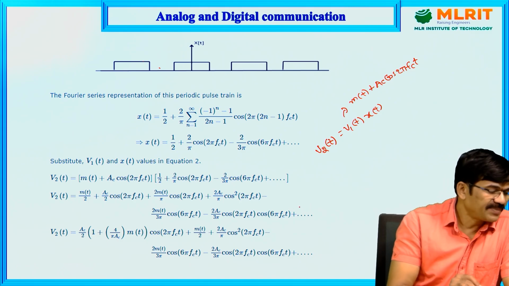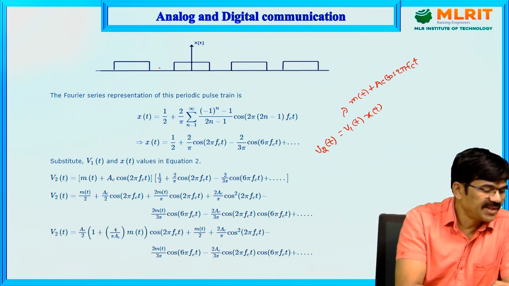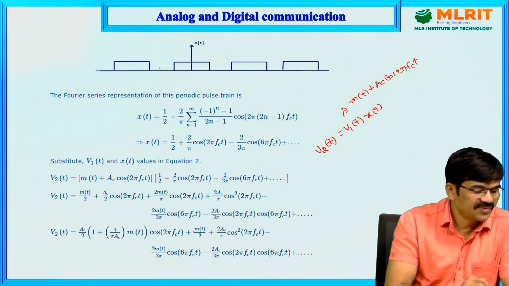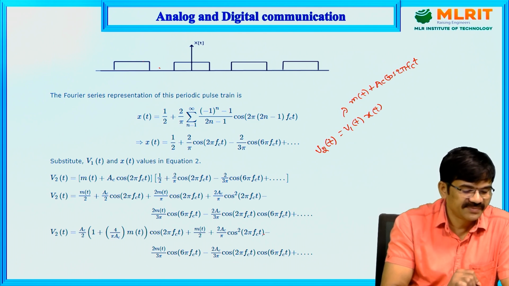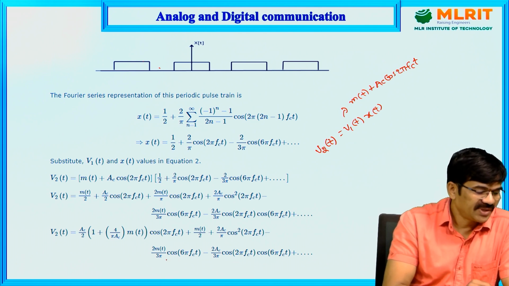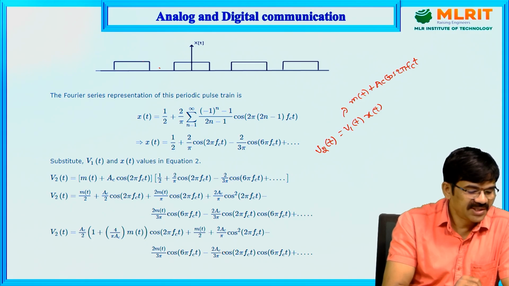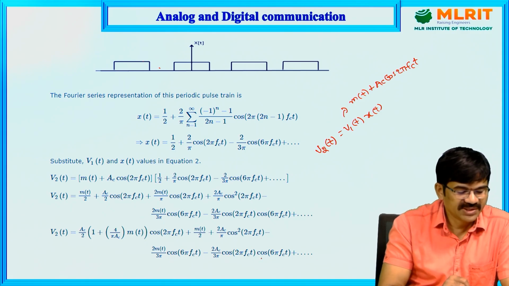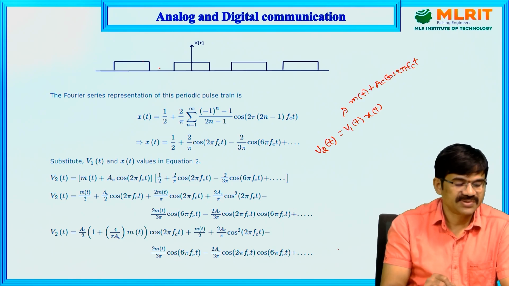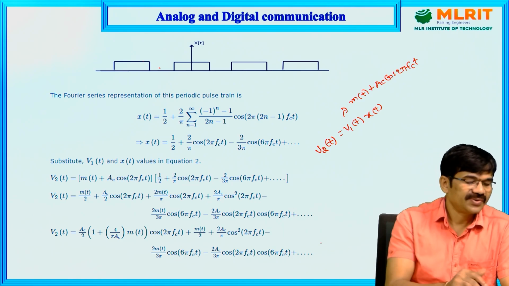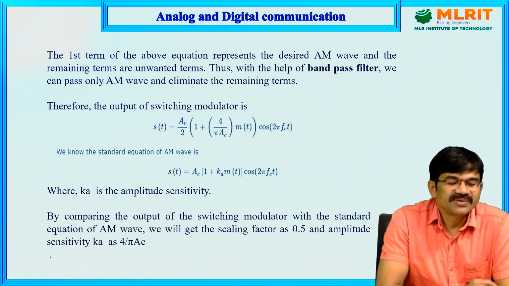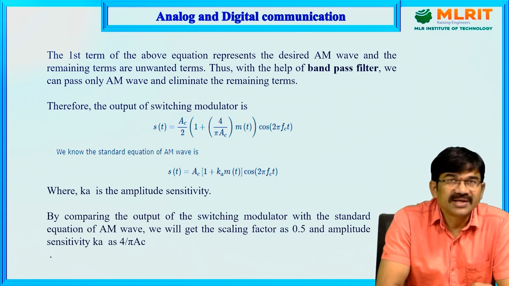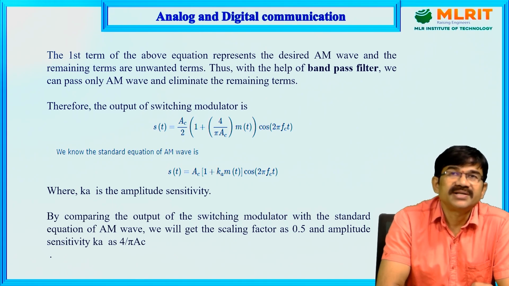Okay. So the approximated expression we want to obtain is Ac by 2 into 1 plus 4 by 5 Ac into m of t cos 2 pi fct plus m of t by 2 plus 2 Ac by 5 cos square 2 pi fct minus 2 m of t by 3 pi cos 6 pi fct minus 2 Ac by 3 pi cos 2 pi fct cos 6 pi fct plus so on. Among the n number of terms, the first term in the above expression is representing the desired AM wave.